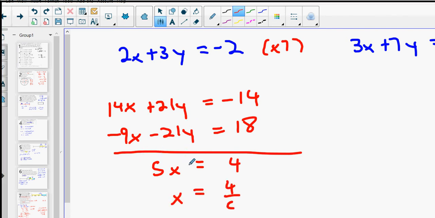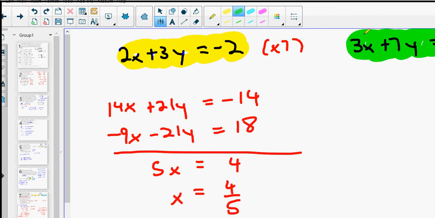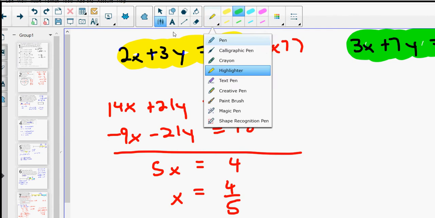Now I have two choices in how I want to finish this off. I can finish this off by substitution. I can either pick the yellow or the green equation, and I can substitute in. I think that's actually the more difficult way, but we'll try it out anyway.